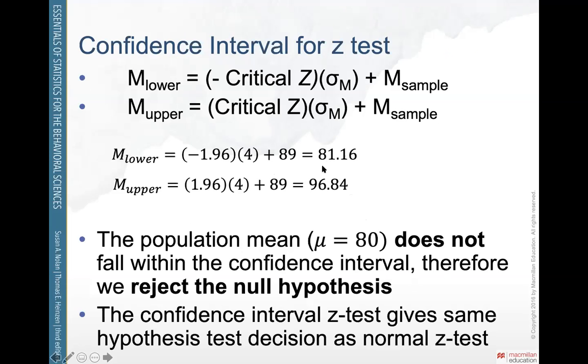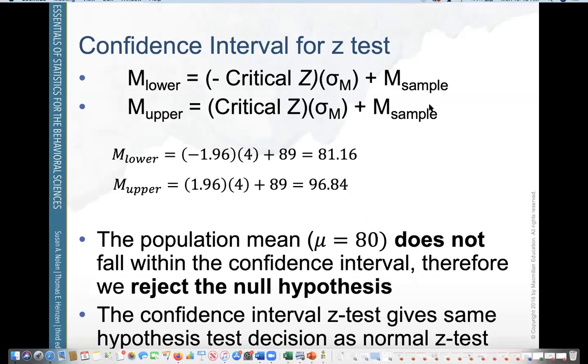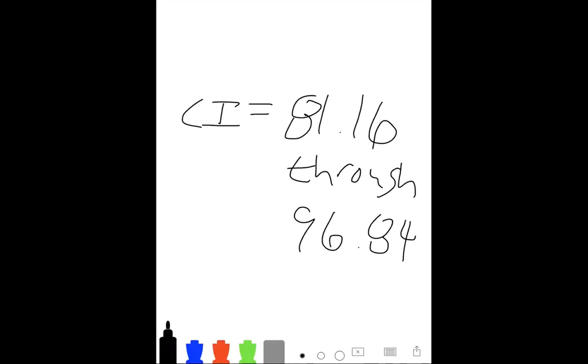So here is what the answer would look like. I'll show you on my whiteboard here. This is a perfectly acceptable way of writing the answer. If you were to do this problem, you would say CI, which means confidence interval, equals 81.16 through 96.84. That's the answer to this problem. Let's go back.